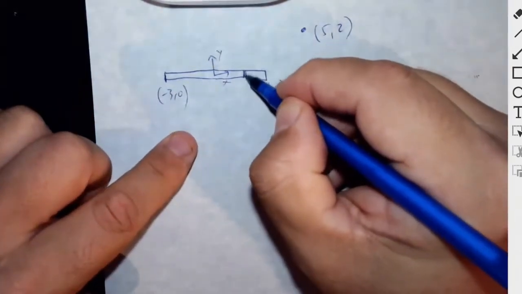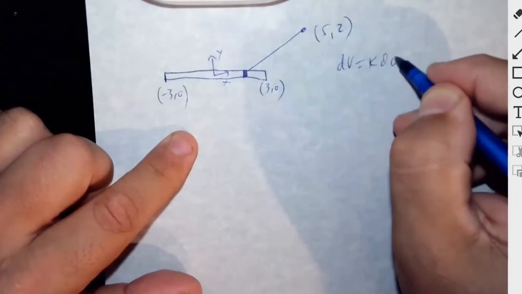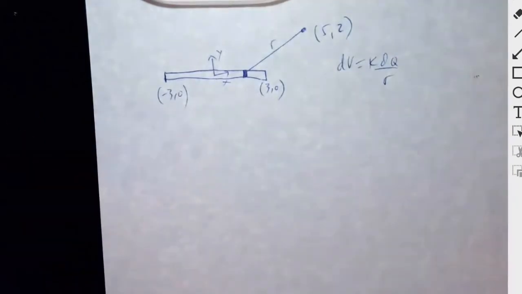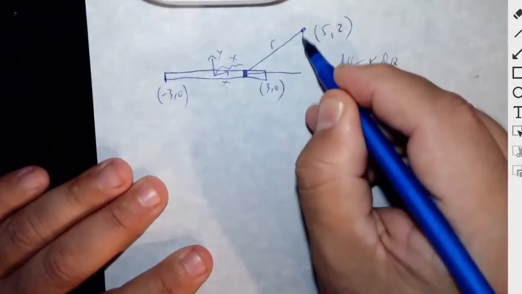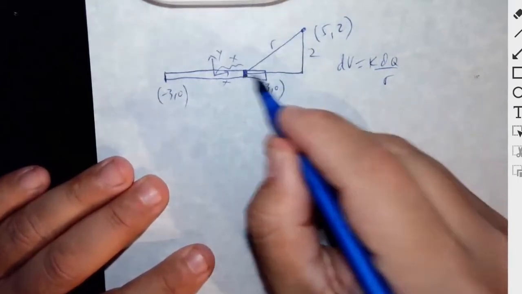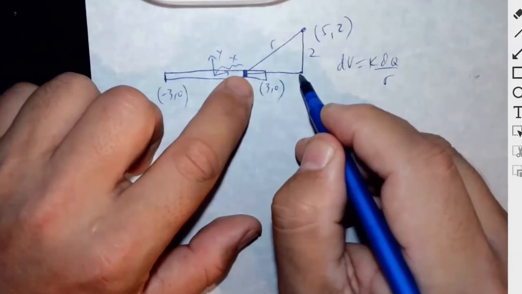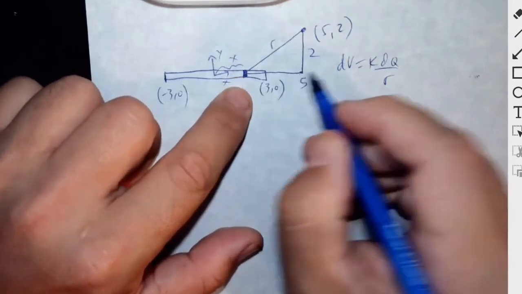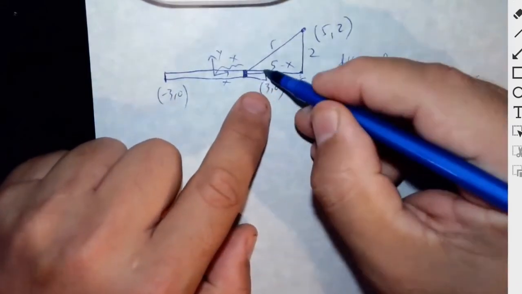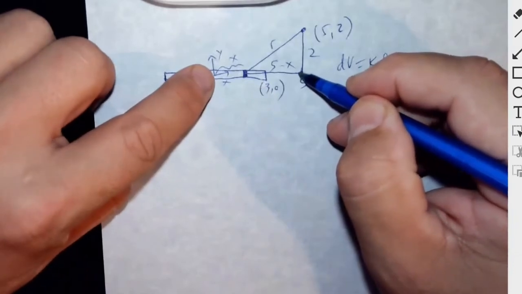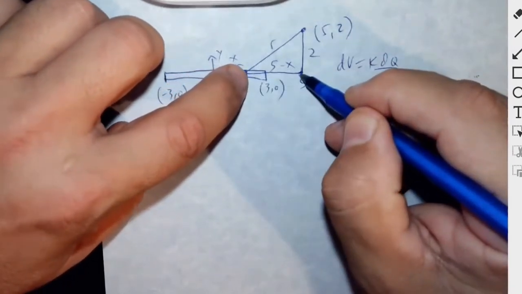So then if I take a random piece, what would be that distance? If you do dV is K dQ over R, that's the R. So from here to here is X, and then R is going to be this distance, right? Even though this is 2 meters from here, what matters is that this is 5 meters from here. Then from here to here is X, so from here to here is 5 minus X. And then this is 2.